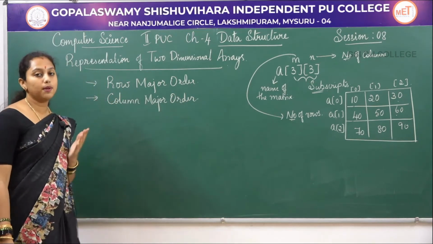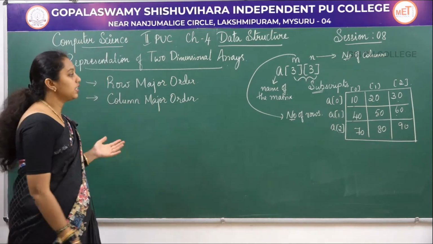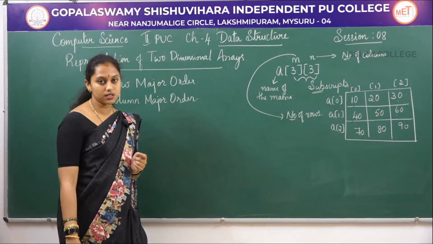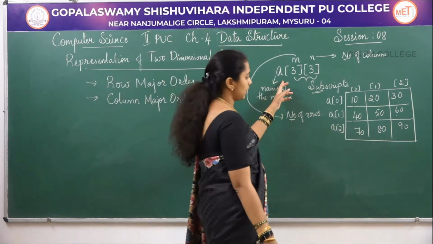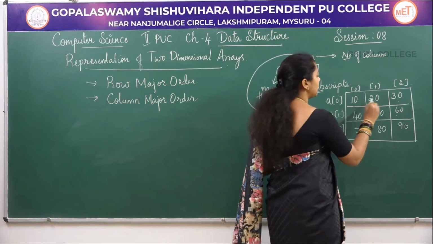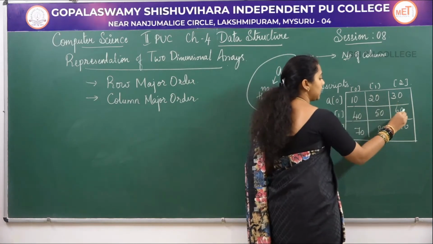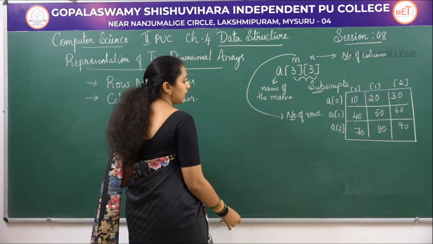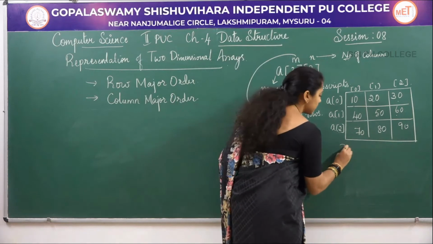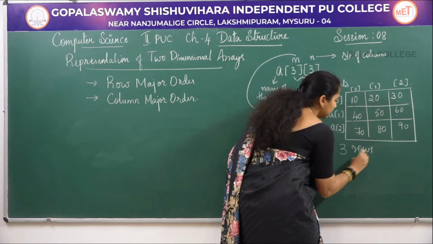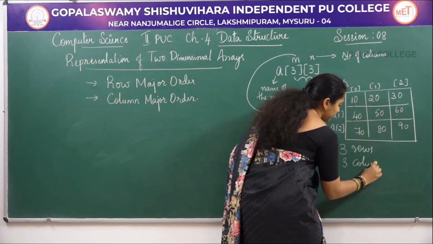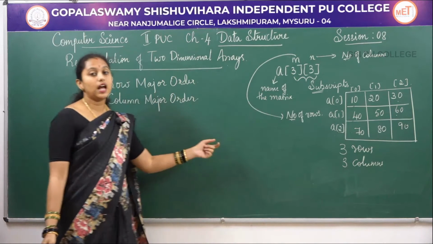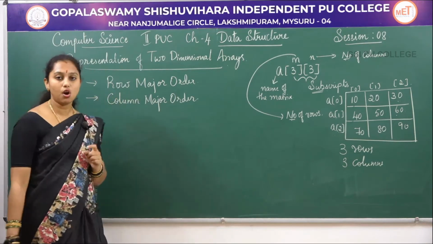So what is row major order? Consider this matrix, that is an A of 3 cross 3 matrix. In this matrix the array elements are 10, 20, 30, 40, 50, 60, 70, 80 and 90. So here it has 3 rows and 3 columns. Now let us see how to represent these array elements in row major order.